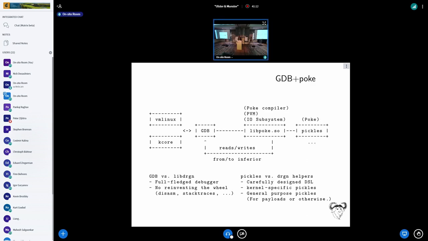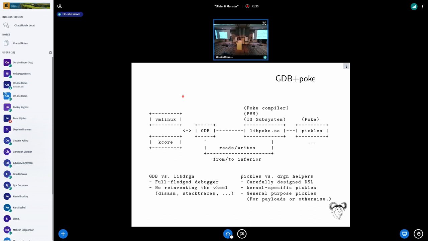So, nice, really nice. But this is what I propose instead, right? You have vmlinux, the same thing as before, and the kcore, for example. So, instead of libdrgn, let's use GDB. Because GDB is a debugger, right?